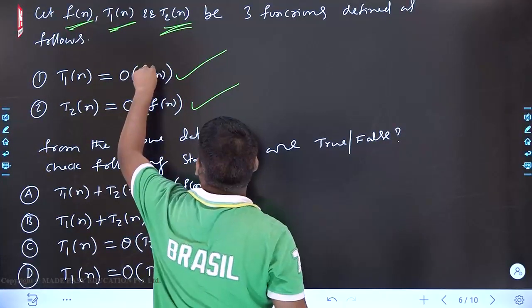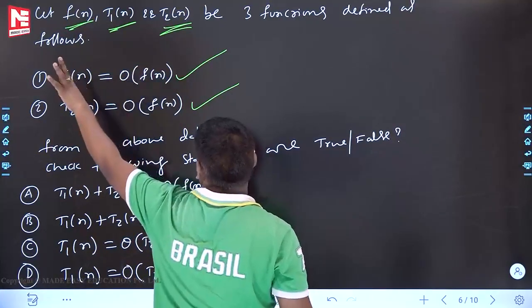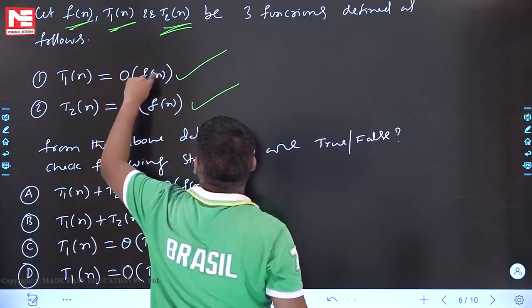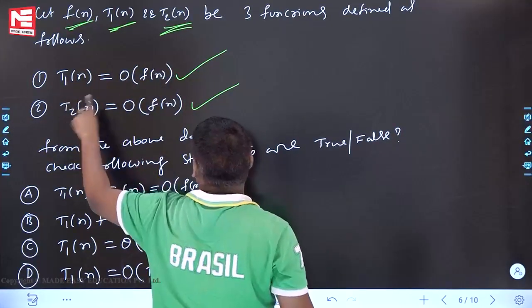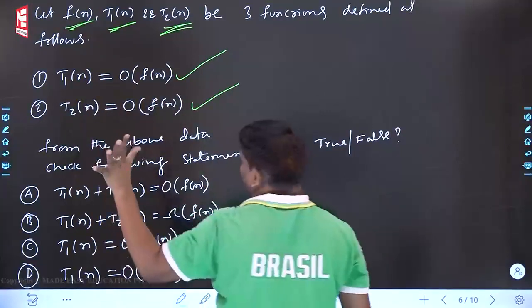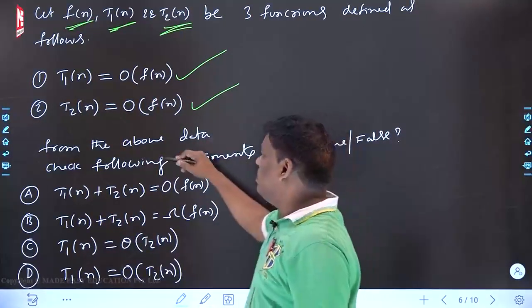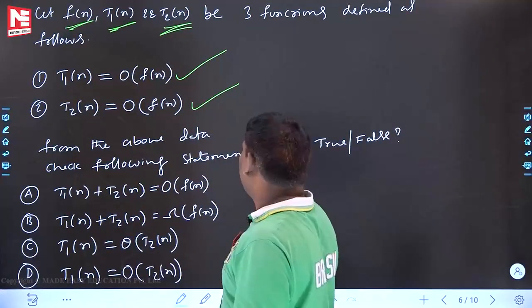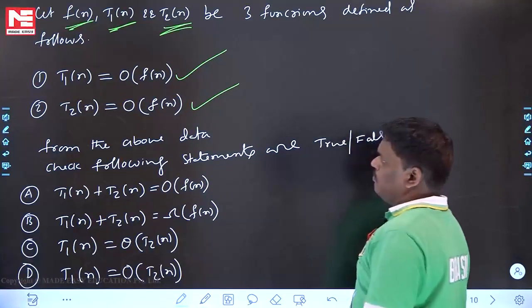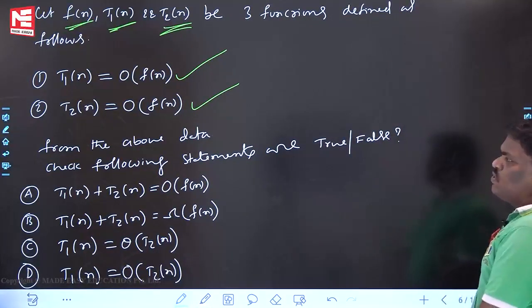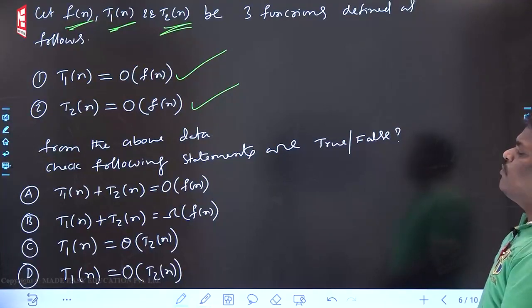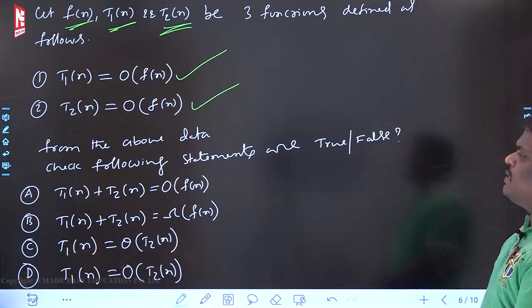What is the meaning of upper bound? Comparing T1, f of n may be greater or equal. Comparing T2, f of n may be greater or equal. Right? It is the given one. Now see the next part. From the above data, check whether the following statements are true or false. So some data is given, and they are asking us to check from the given data whether the statements are true or false.